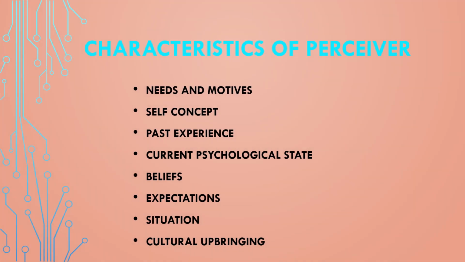Different characteristics in the perceiver affect greatly how an individual perceives others in the environment. So, certain characteristics of the perceiver are needs and motives, self-concept, past experience, current psychological state, beliefs, expectations, situation, and cultural upbringing. When a person looks at a target and attempts to interpret what he sees, his interpretation is greatly influenced by these characteristics.